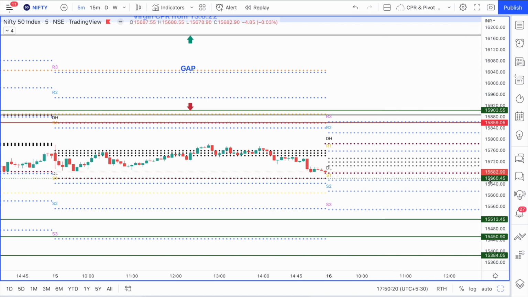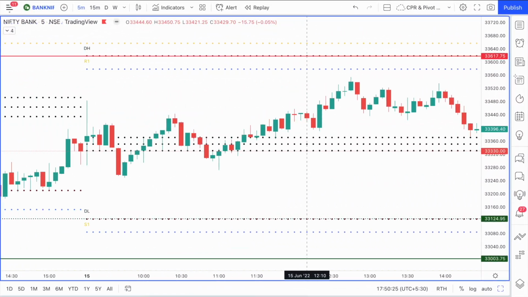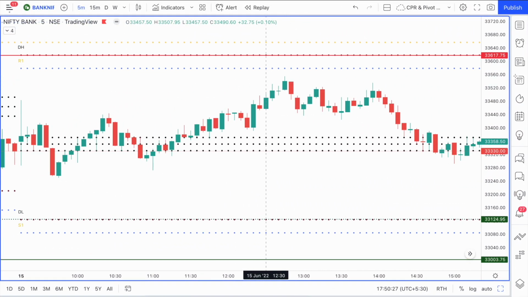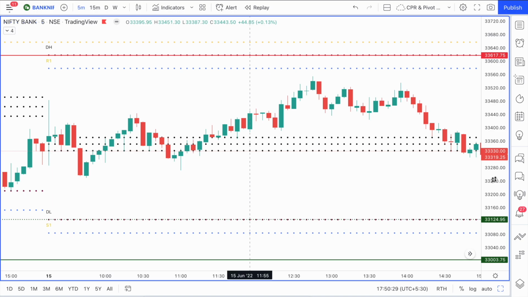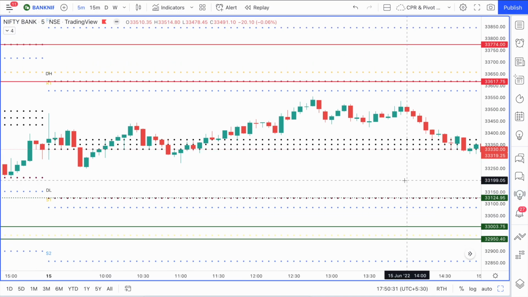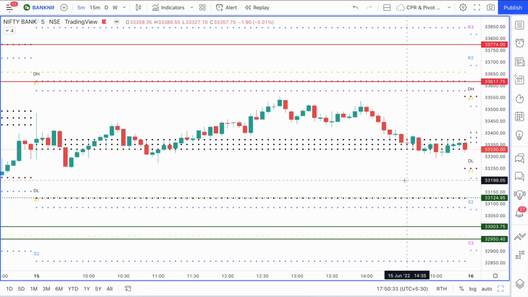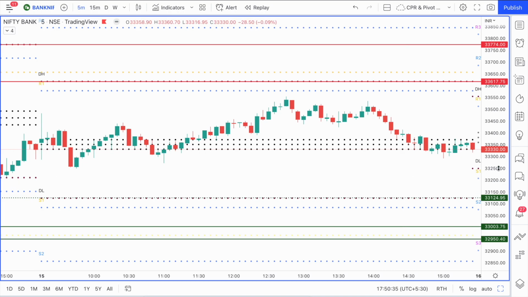Now let's head over to Bank Nifty and we will see how Bank Nifty did today. Let's go to the 15th of June here, and we will see here what happened in Bank Nifty. It also opened with a doji style candle. It was not a strong candle at all in either respect.